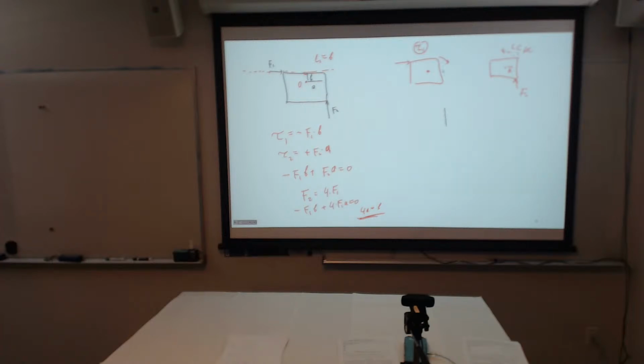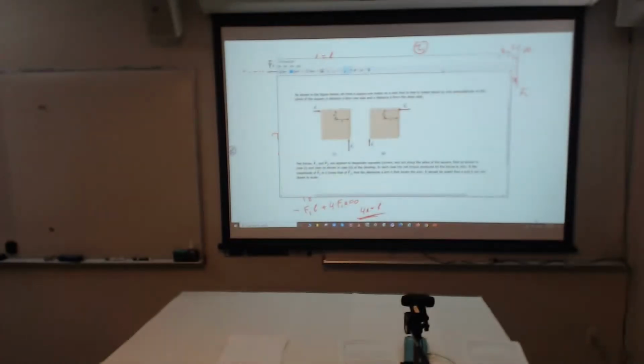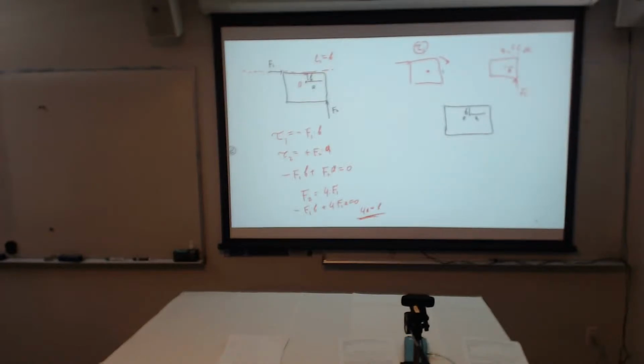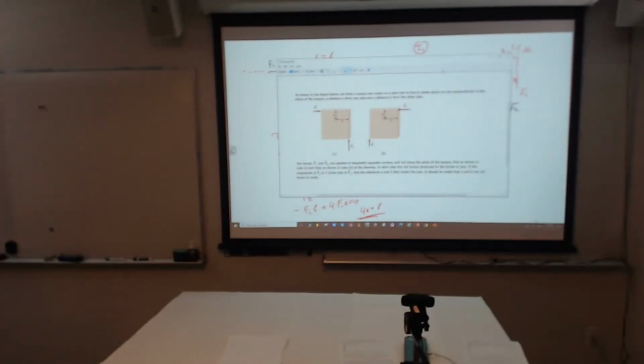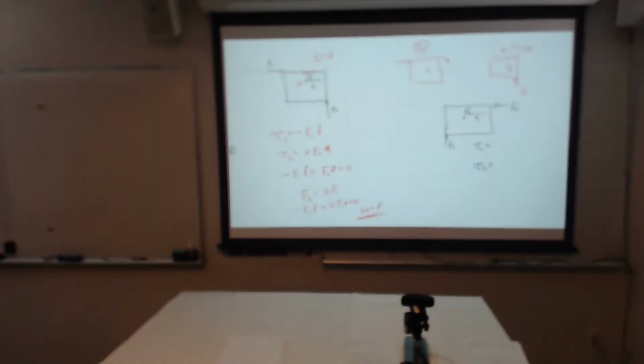The next picture is the same object, the same axis, the same B and A, but forces now act differently. 2, 1. So you need to repeat the same reasoning. Torque number one, torque number two. So please, and I did it right. So yes, I did it right.